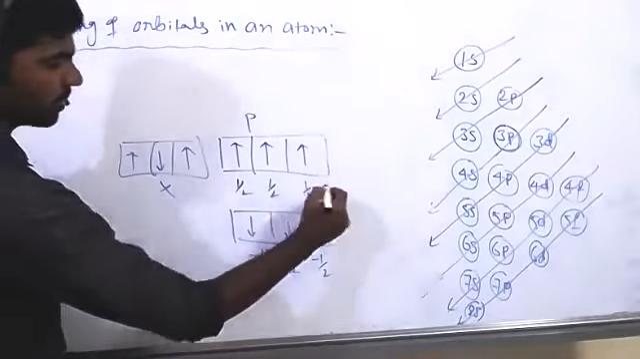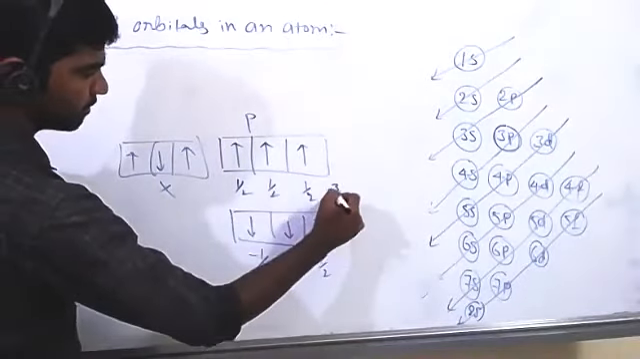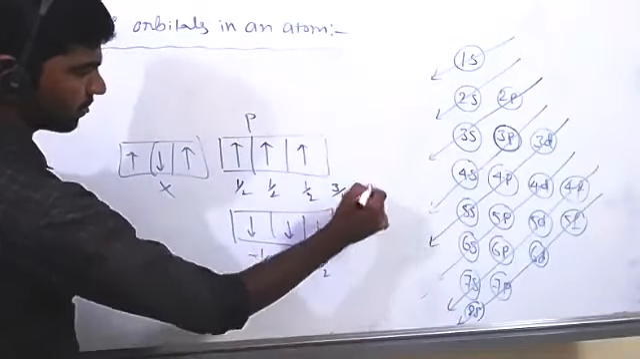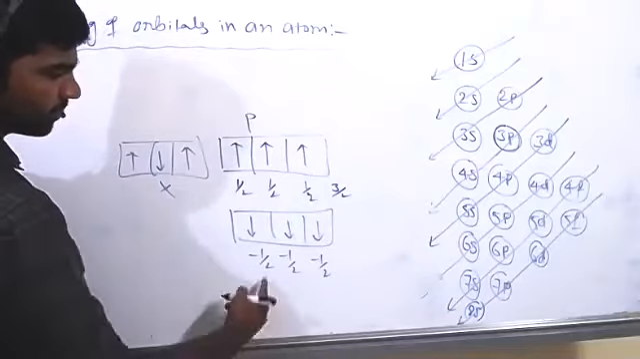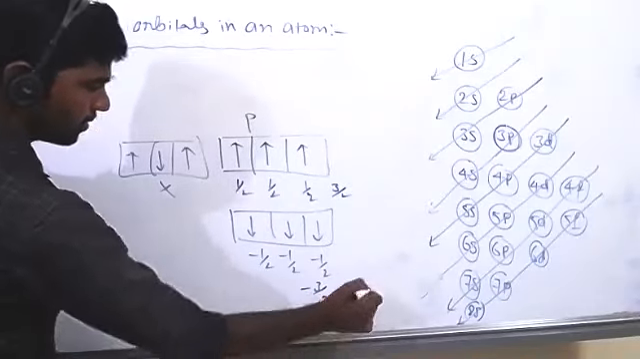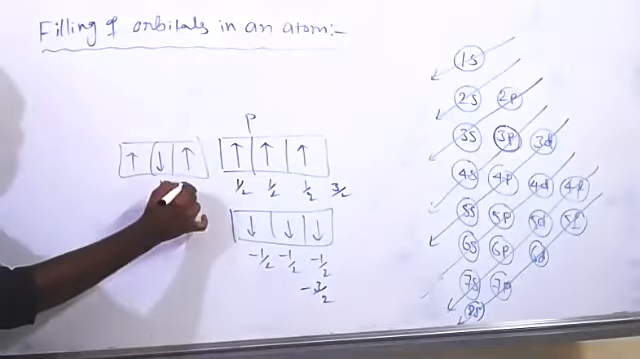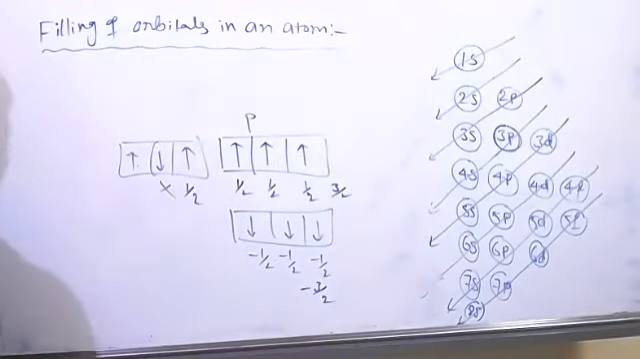3 times 1/2 is 3/2, yeah, this is 3/2. This is also minus 3/2. But here only 1/2 is left. This cancels, so this is not accepted.